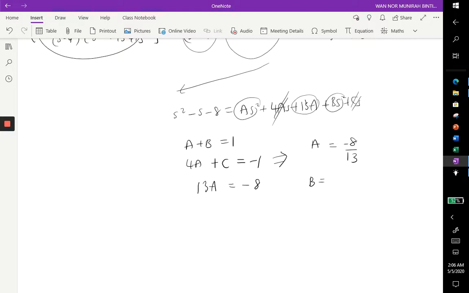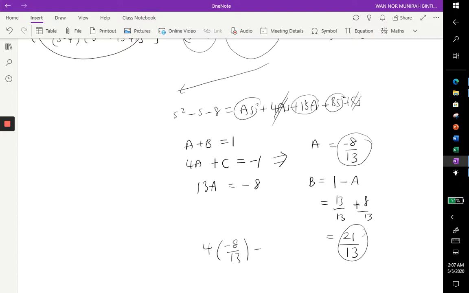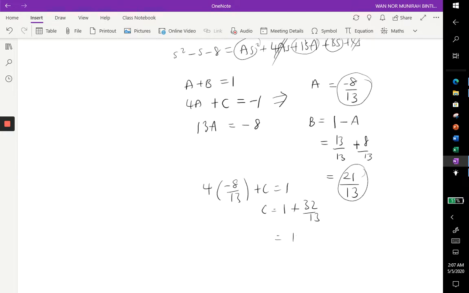So B equals 1 minus A. So you have 13 over 13 minus negative 8 over 13, which is plus 8 over 13. So you have 21 over 13. Right? Okay, so this is your A, this is your B, and your C. So 4A is negative 32 over 13 plus C equals 1. So C equals 1 plus 32 over 13. So 13 plus 32 over 13. So you have 45 over 13. So this is your C.